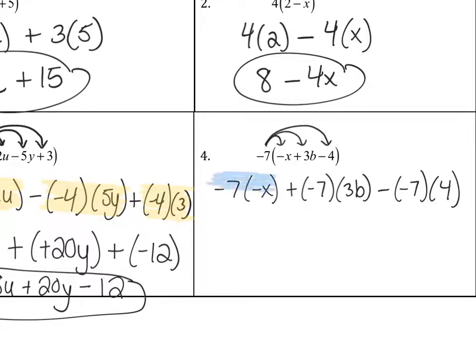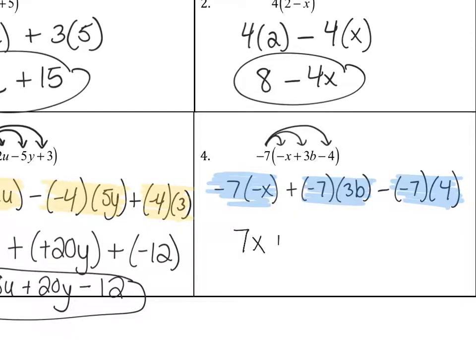We're doing 1, 2, 3 multiplying situations here. Okay, so we're going to solve each of these. So we've got -7 times a -1x. Technically, there was a 1 out front of that x. So -7 times -1 is positive 7x.